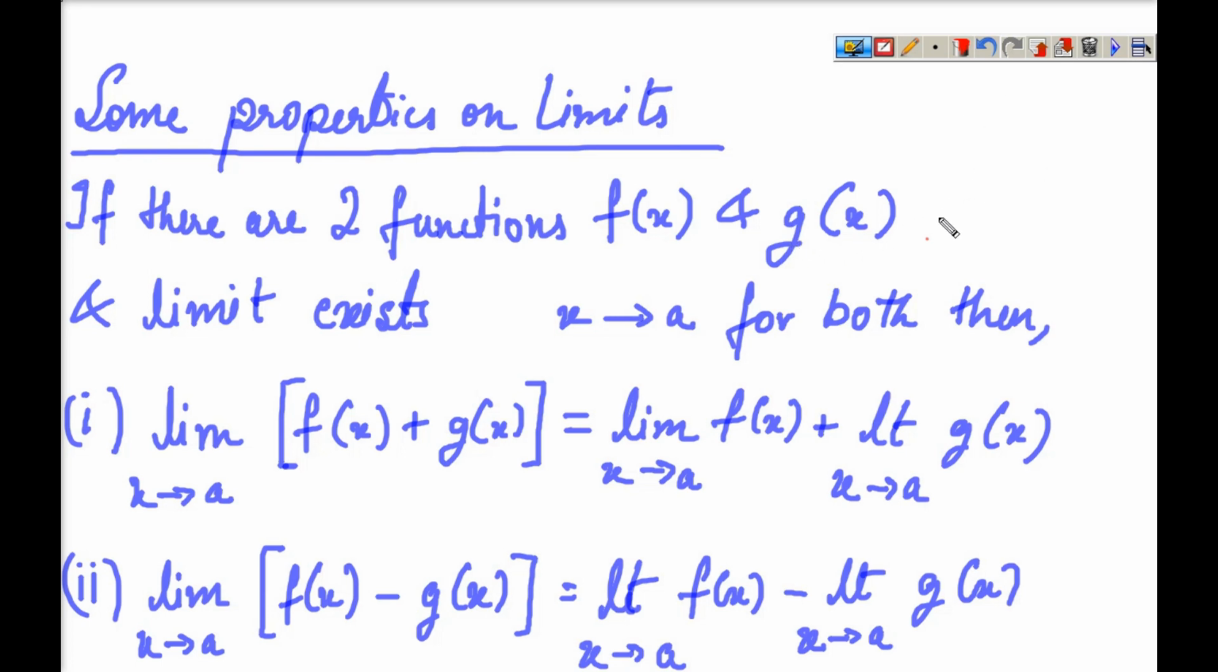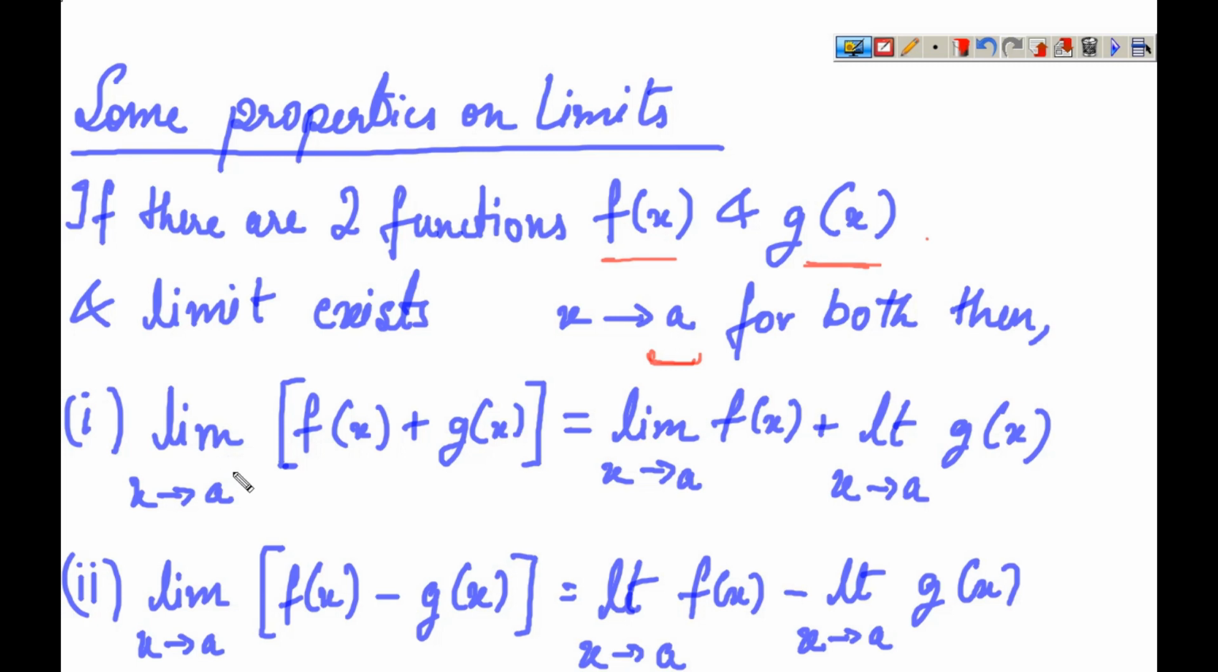So today we are going to talk about limits on polynomials. Before we begin, let's talk about some of the properties of limits which are very important for the coming videos. Here, if we have two functions f of x and g of x, and both of their limits exist at a certain number, let's say a, when x approaches a, then keeping that in mind we have some properties from that.